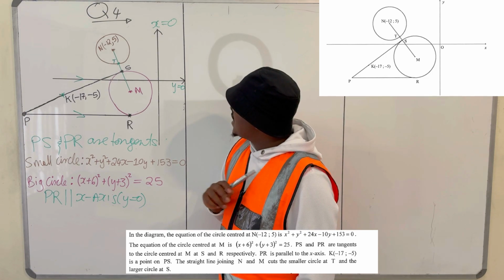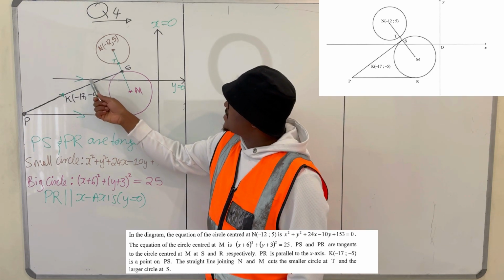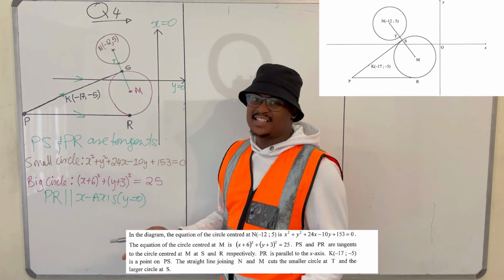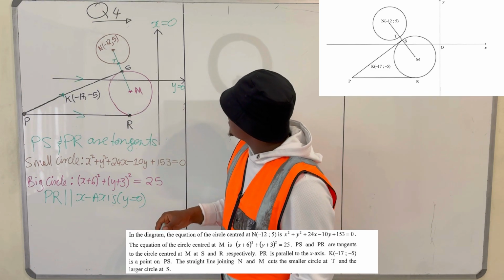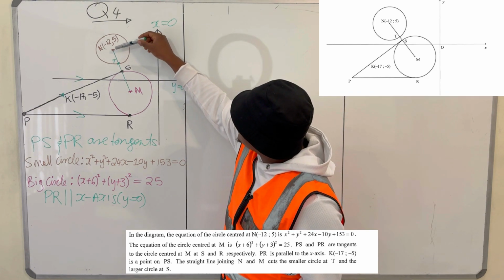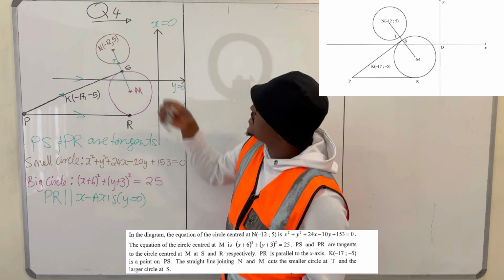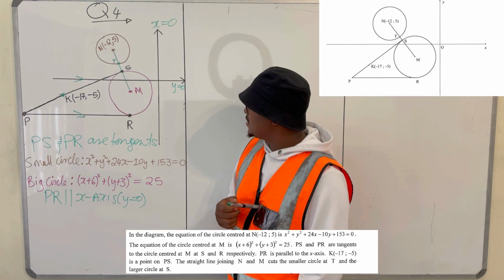They went on to say that your PR is parallel to the x-axis, which is, your PR is horizontal, having the same orientation as the x-axis. No problem. Then they are saying now the line that joins N and M cuts the large circle at S and the smaller circle at T.